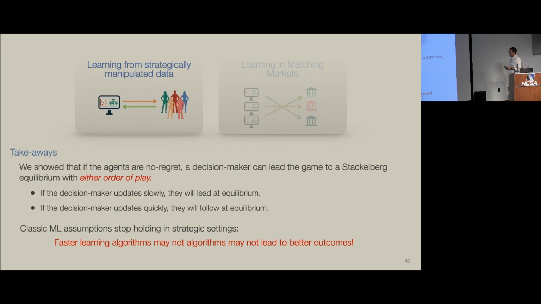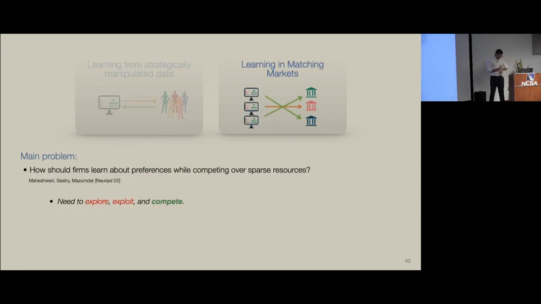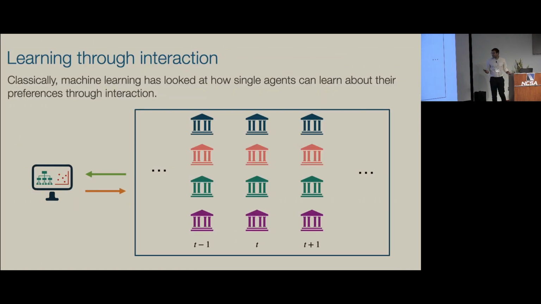Great. So in the second part of the talk, I'm going to focus on a slightly different problem, just switch context a little bit. And the main question here is going to be really about how should firms learn preferences while competing over sparse resources. And it's going to get back to that problem that you mentioned, actually, which is about how do you explore and exploit, but we'll add this third dimension, which is how do you compete.